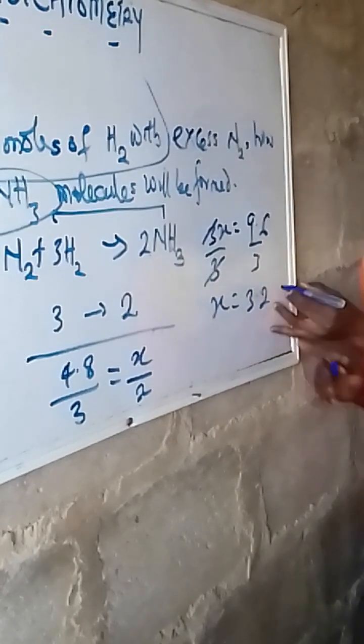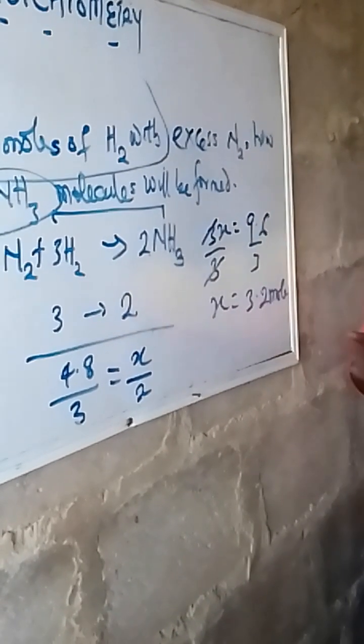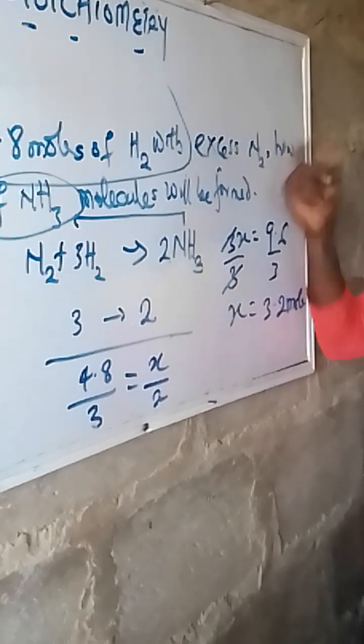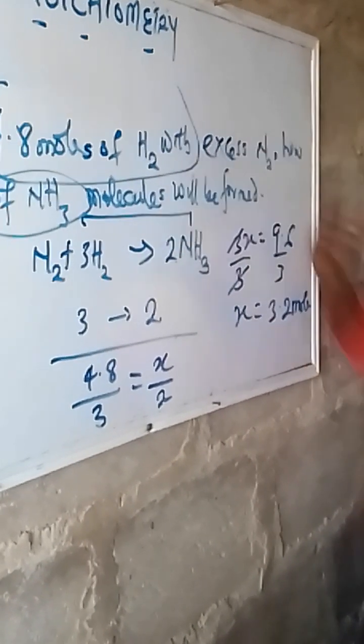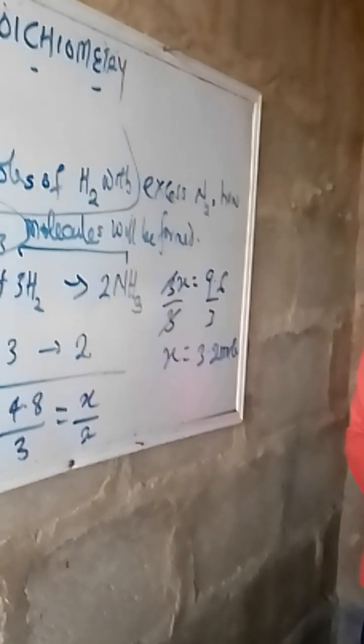3.2. What will be the SI unit now? It will be moles. That means when this is reacting with excess nitrogen gas, the moles of ammonia that will be produced is this 3.2 mole. That is just the question regarding that.